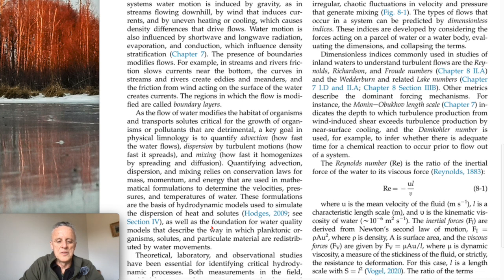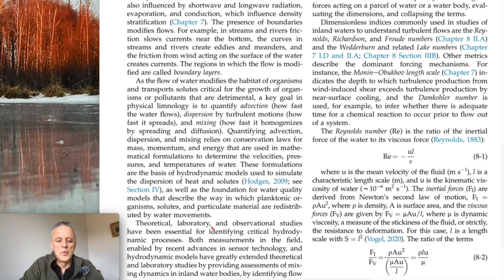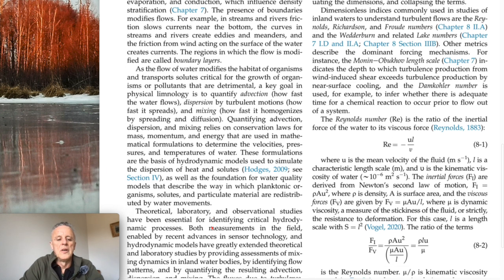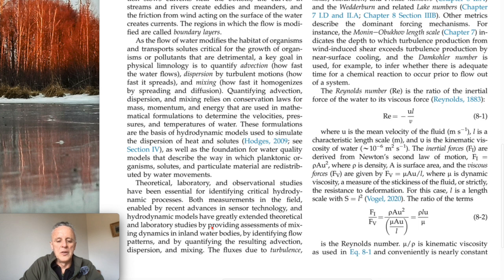These formulations are the basis of hydrodynamic models used to simulate the dispersion of heat and solutes, as well as the foundation for water quality models that describe the way in which planktonic organisms, solutes, and particulate materials are redistributed by water movements. Theoretical, laboratory, and observational studies have been essential for identifying critical hydrodynamic processes.